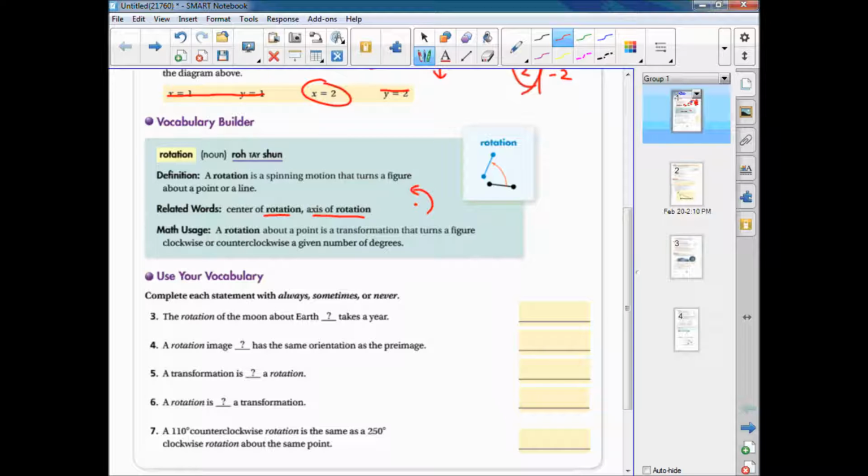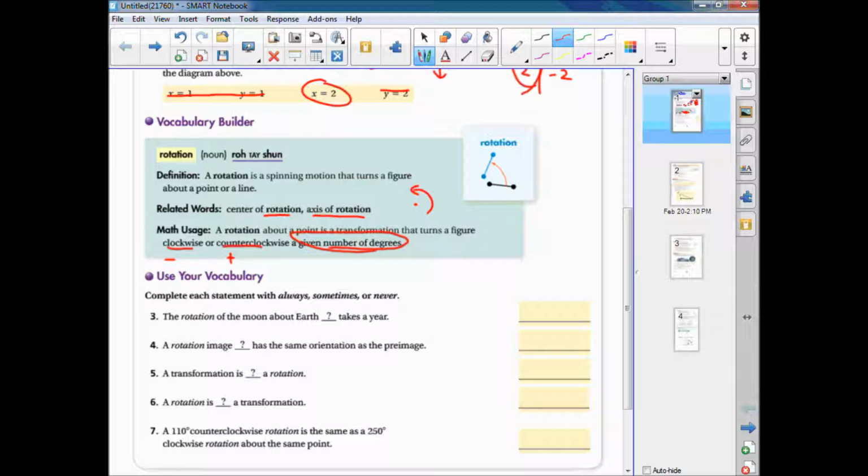All right, so a rotation about a point is a transformation that turns a figure clockwise or counterclockwise a given number of degrees. And this is a little bit weird, we'll talk about it later. Clockwise is actually a negative number of degrees, and counterclockwise is a positive number of degrees. So if you're going in the direction the clock hands turn, that's a negative rotation, and if you're going the opposite direction, that's a positive rotation.